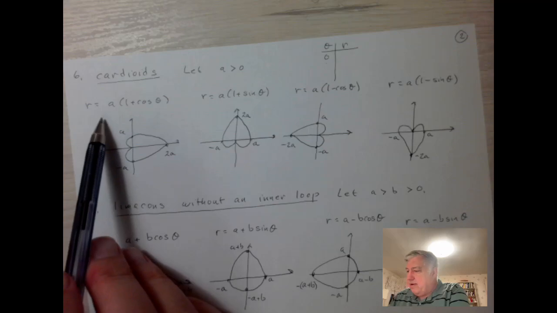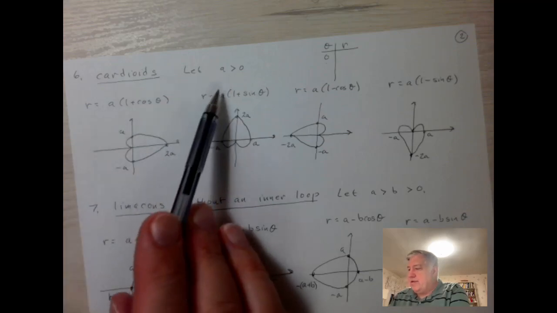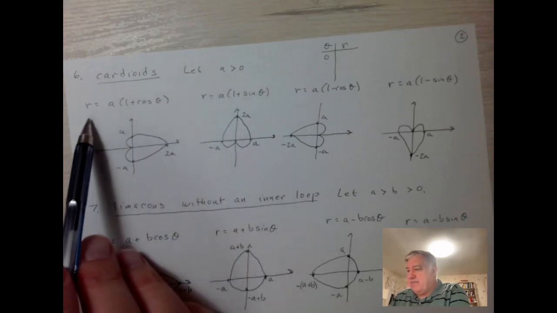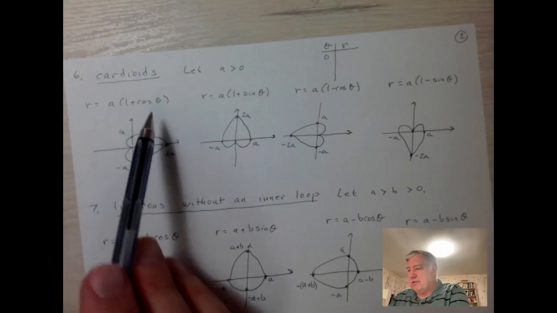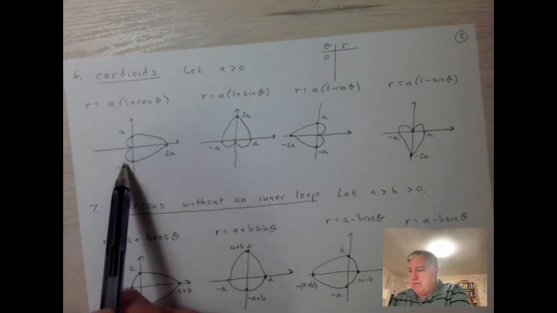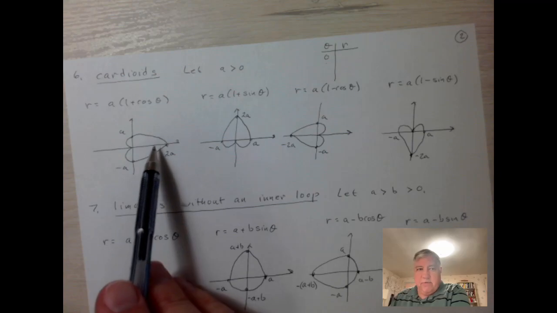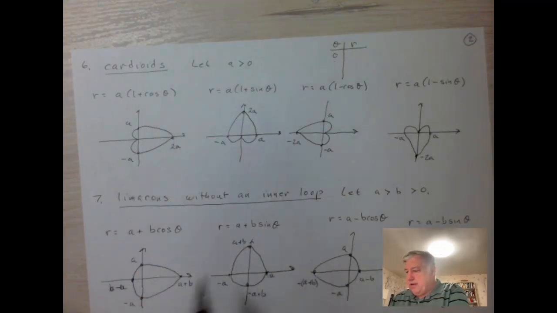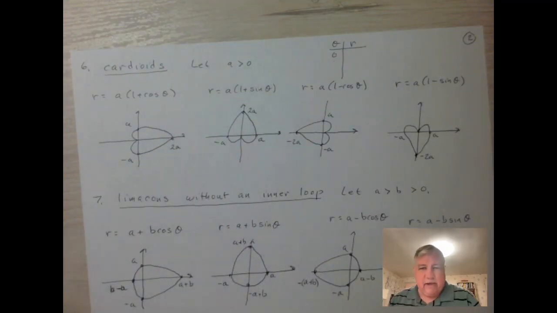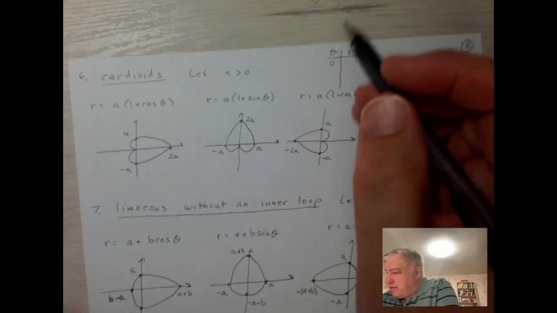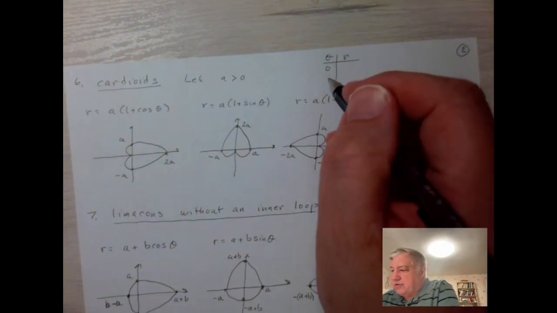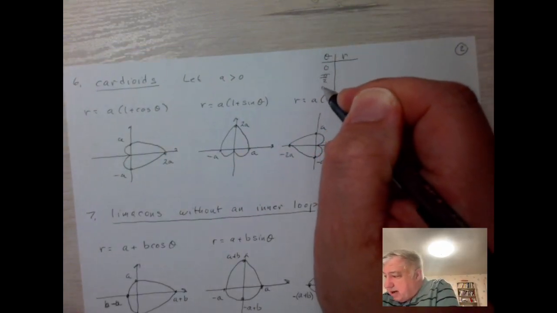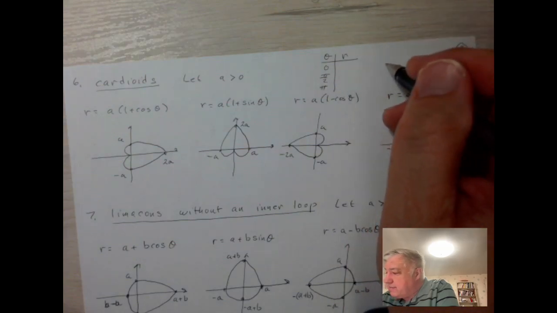Cardioids, so like this. If a is a positive constant, and r equals a times the quantity 1 plus cosine of theta, this gives you something like this on its side. Now the easiest way, if you want to get a quick idea, is to plot points by plotting the simple angles: 0, pi over 2, pi, and 3 pi over 2. Okay.